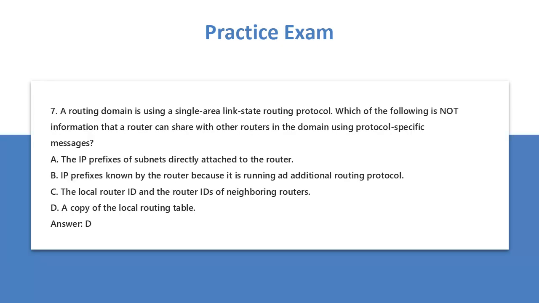7. A routing domain is using a single area link state routing protocol. Which of the following is not information that a router can share with other routers in the domain using protocol-specific messages? A. The IP prefixes of subnets directly attached to the router. B. IP prefixes known by the router because it is running an additional routing protocol. C. The local router ID and the router IDs of neighboring routers. D. A copy of the local routing table. Answer: D.